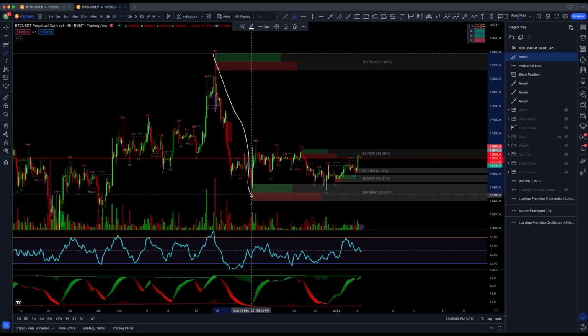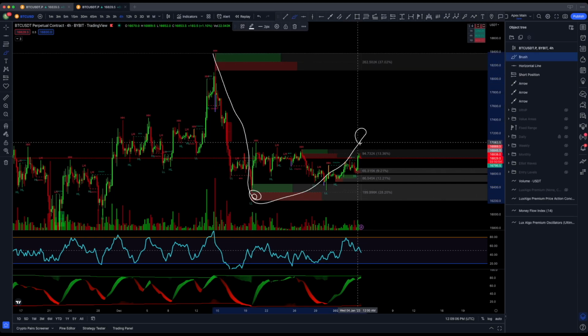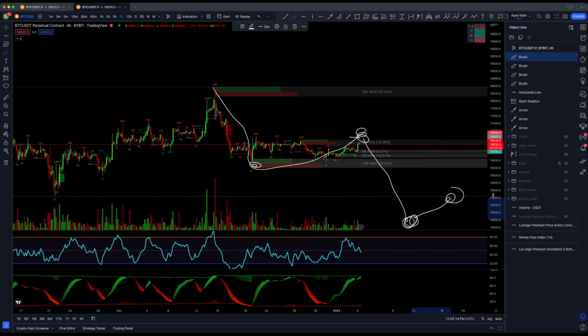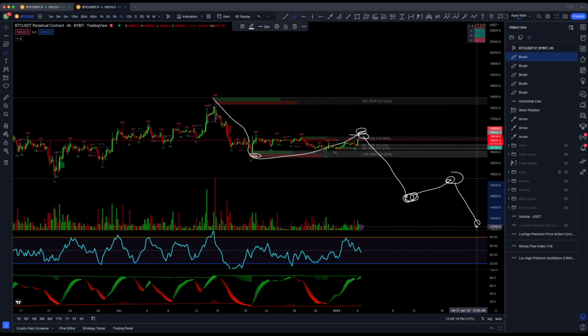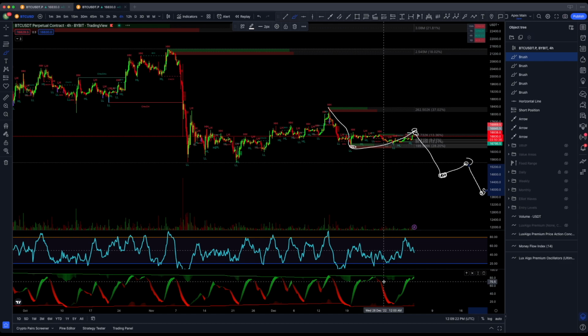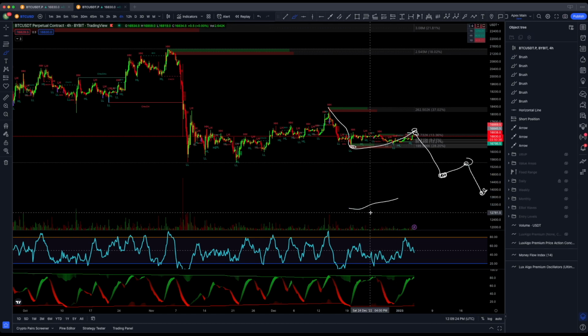Your Elliott one wave would come here. This would be your correction to 2, and then you're going down to 3 to this kind of 14k area. 4 would be here, and then down to like 13, 14k. As to when that would be, could be Q2, Q3 of 2023.